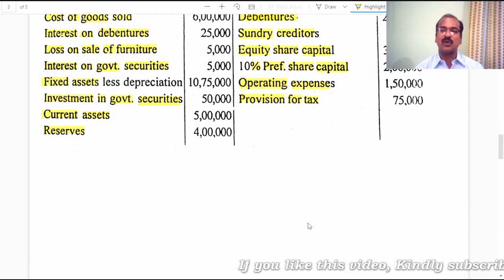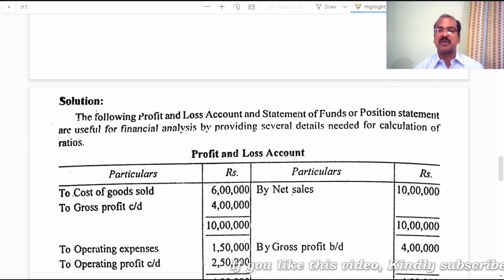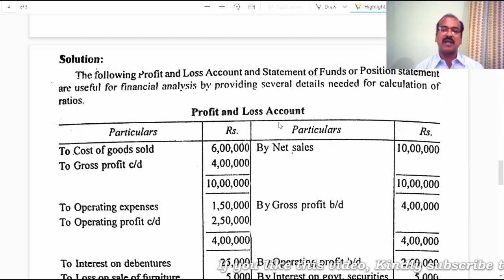Now let's get into the statements that are prepared here. The following profit and loss account and statement of funds or position statement are useful for financial analysis by providing several details that are needed for calculation of ratios asked in the problem. Profit and loss account. This is nothing but trading and profit and loss account.